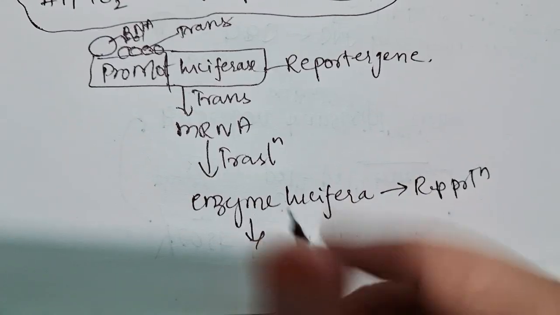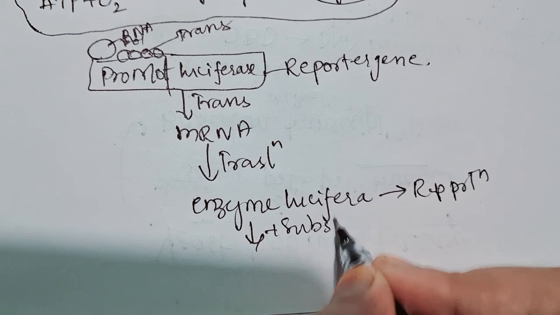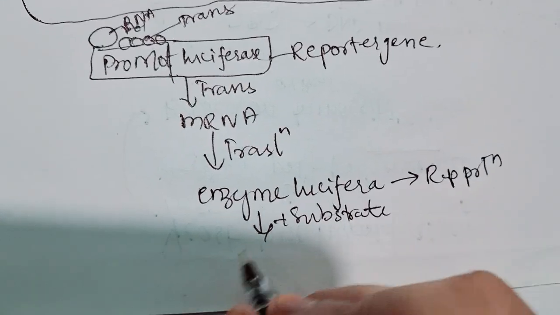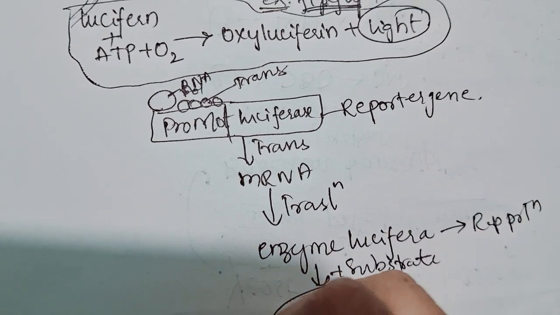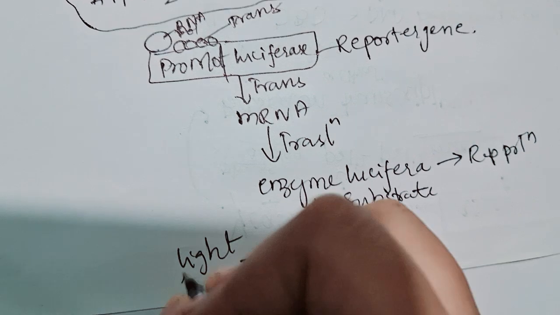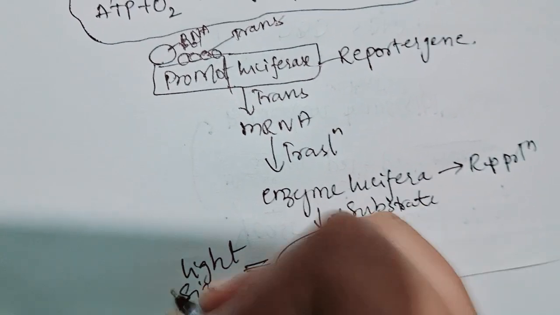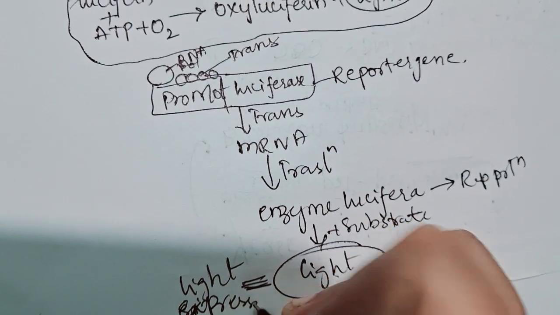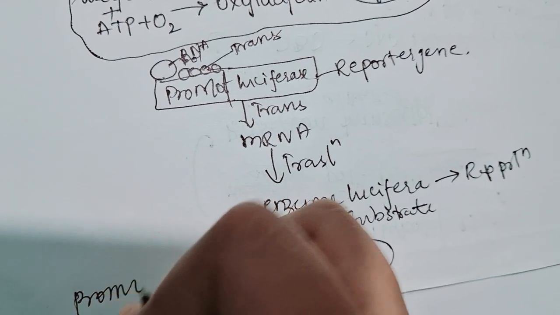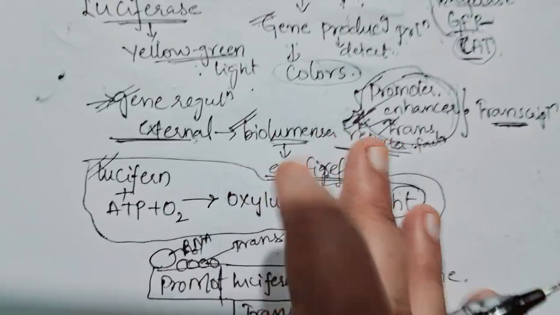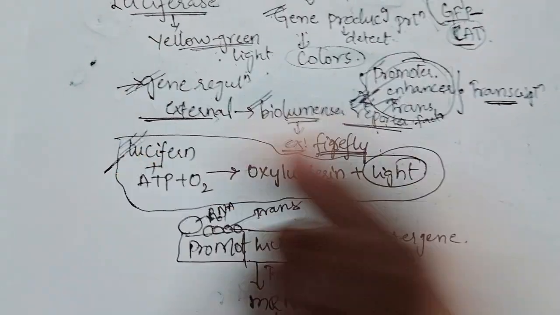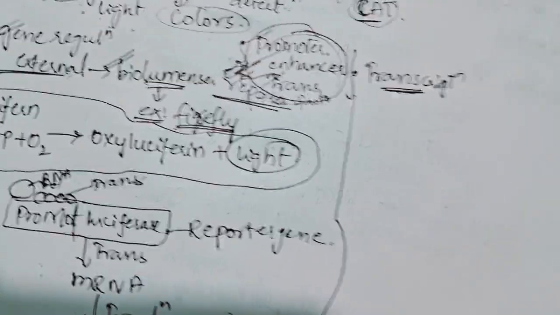This enzyme, with the attachment of substrate, will form light. This light signal equals light expression, and light expression will also equal promoter activity. That is about luciferase. The equation is important and this diagram is important, and you need to write some points about luciferase. That's it. Now we'll see about the other one, that is beta gal.